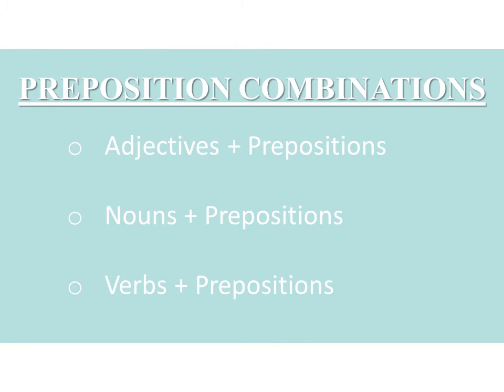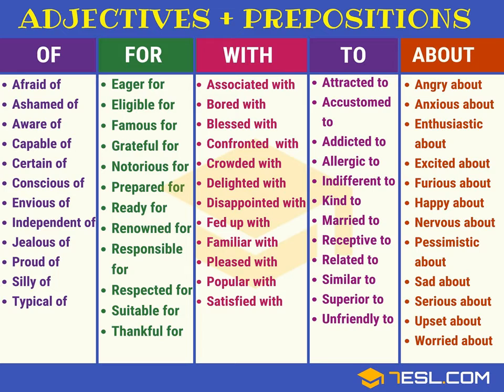One of the very important aspects which Walls has highlighted in his discussion on prepositions is preposition combinations. Preposition combinations include adjectives plus prepositions, nouns plus prepositions, and verbs plus prepositions. This is a list which includes some of the adjectives plus prepositions, out of which I will explain adjectives plus to and adjectives plus about.